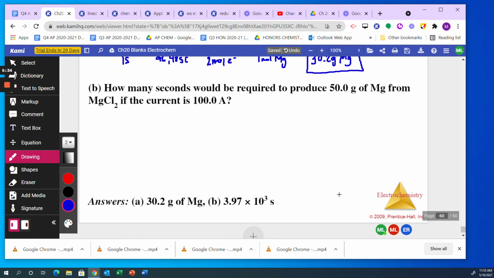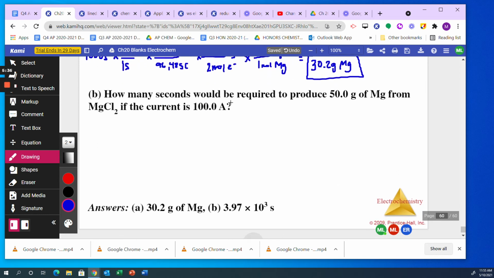Okay, go ahead and pause the video and try this one yourself. So this one's asking for how many seconds would be required to produce 50 grams of magnesium. Now you're telling it that I want to make 50.0 grams of magnesium. That's my singleton. That's what I start with. If you have a current of 100 amps, so American Chemical Society, the current is the amount of charge per unit time. So that's the same thing. Go ahead and pause the video, try it.